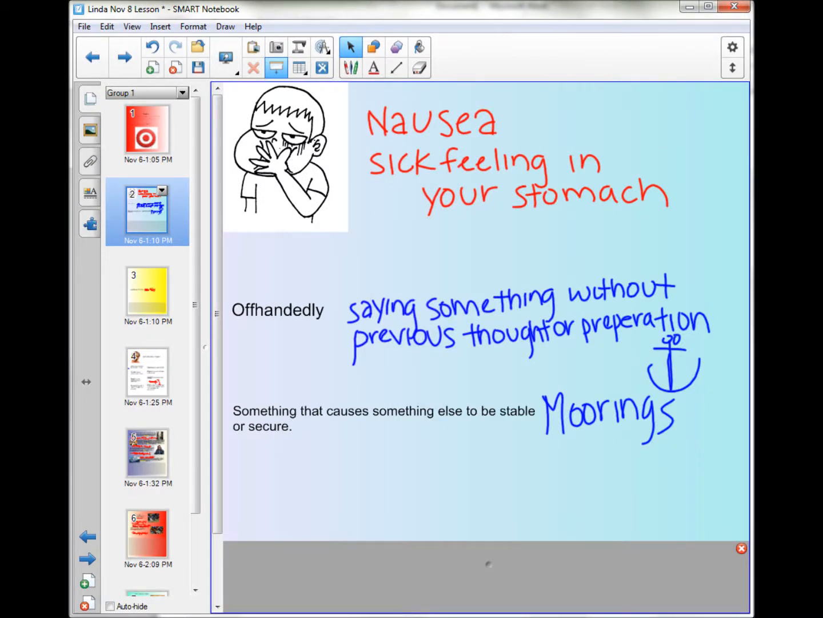Have a short discussion on the definitions and how we could apply these definitions in our own writing. Ask questions such as, how would utilizing the word offhandedly help my writing? What about these vocabulary words will change our writing?